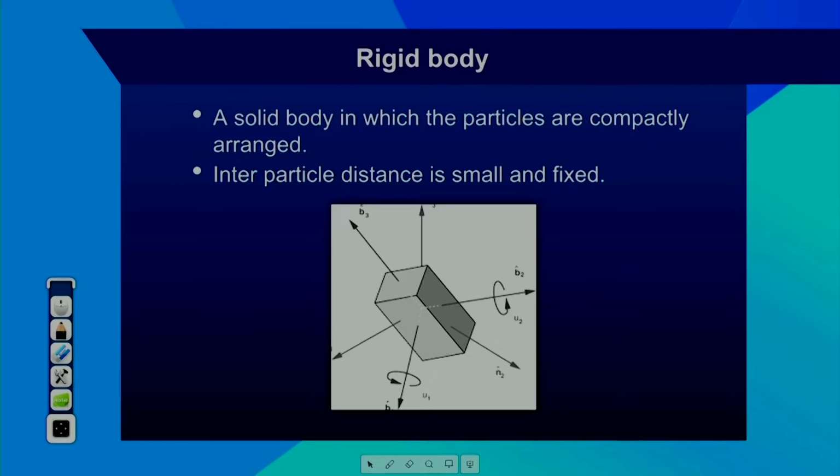It is a solid body in which particles are compactly arranged, so that the interparticle distance is small and fixed. We can say this is a rigid body. Here the particles are compactly arranged, and their relative positions remain unchanged under external force or torque.